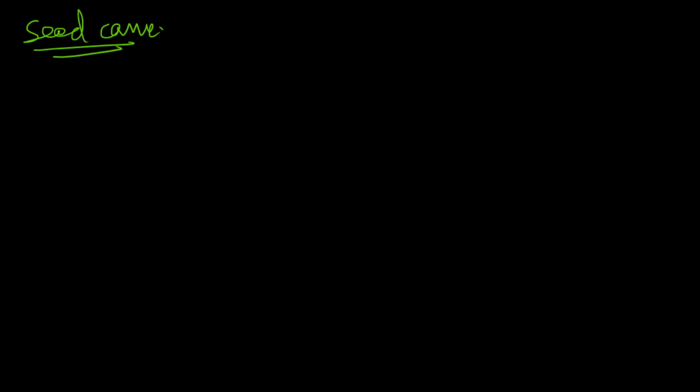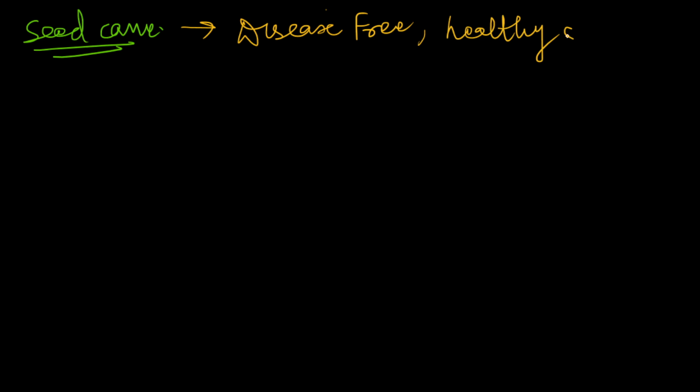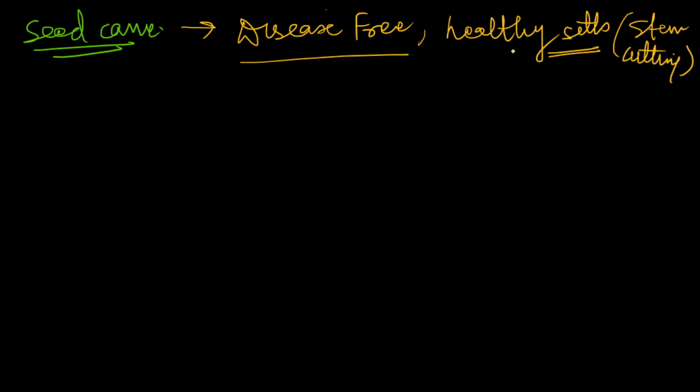Seed cane. Here you can mention that obviously we have to use disease-free and healthy seeds. What are seeds? These are the cut stems, the part of the stem which is cut and planted. So you can write here: stem cutting. As an agriculture optional student, you should understand what sugarcane seeds are. Disease-free, healthy seeds with 2-3 buds each.